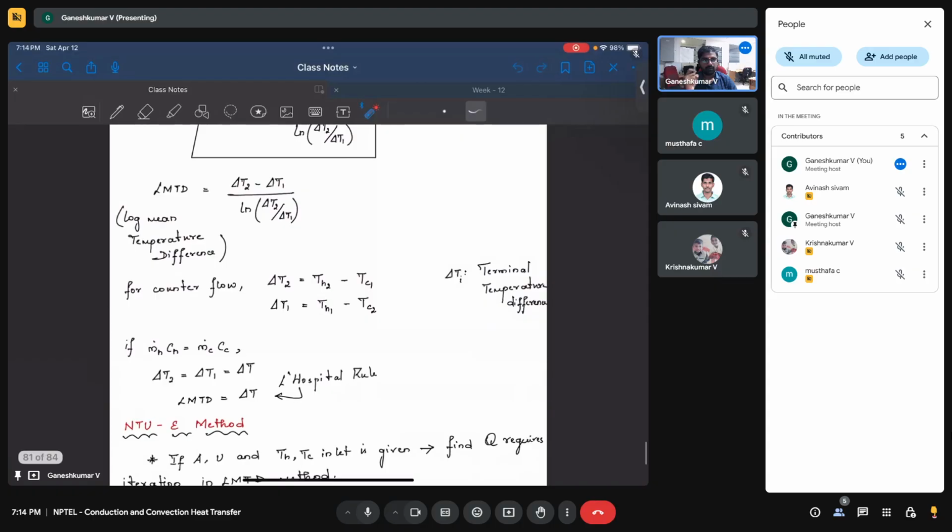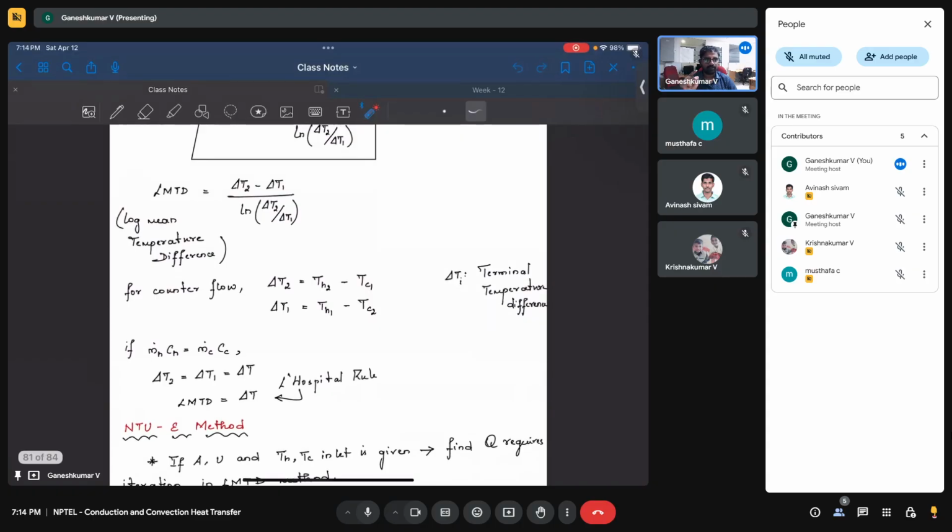Okay, so remember this is a design problem, which means you will know what the inlet is, and you will know at least one of the exit temperatures. So only then you will be able to solve this problem. Okay, and then you will be finding area.